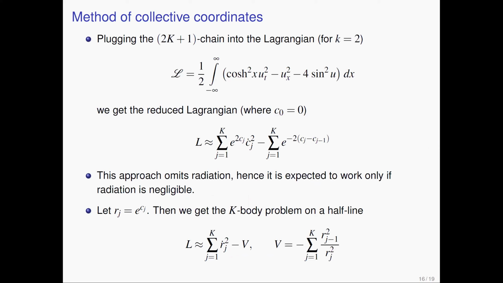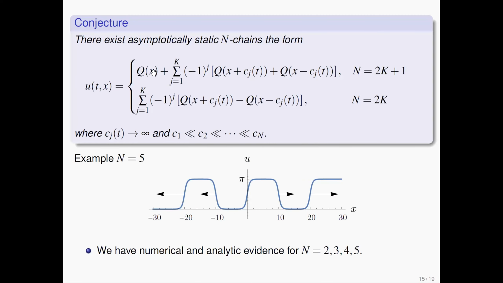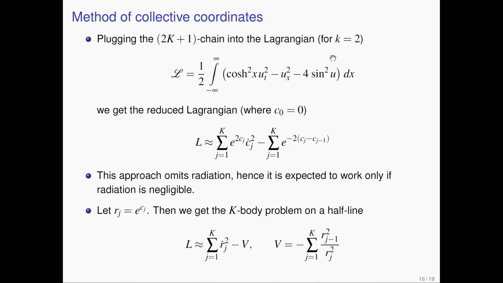And here we employ the so-called method of collective coordinates, which is a very naive approach. It means that we take the ansatz like this here, and we plug this ansatz into the Lagrangian. This is usually what we teach students not to do. So we plug this ansatz into the Lagrangian and integrate over space.